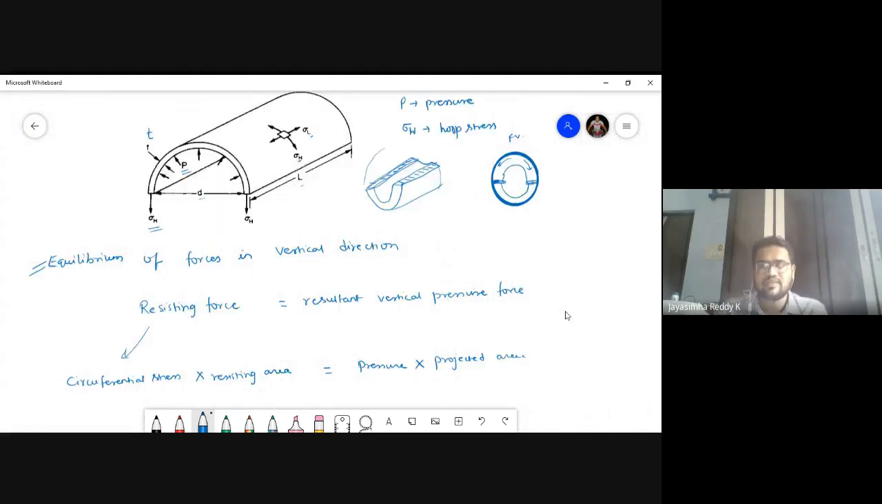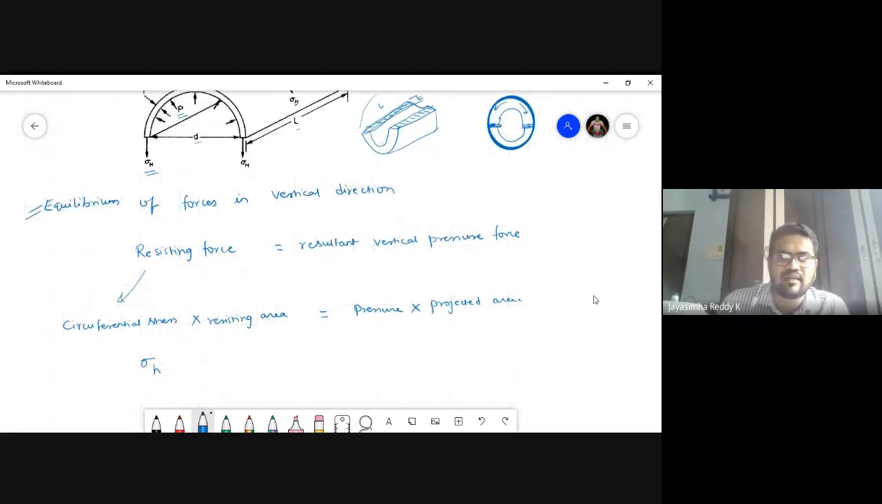Circumferential stress will act upon these two strips, right? What is the area of this strip, students? This is a rectangle, and this is thickness T, and this is L. So L into T is the area, right? There are two strips, so L into T multiplied by 2 gives the resisting area. So sigma h into 2LT is equal to pressure P, that is what we are applying, and the projected area on which the pressure is applied is nothing but D into L.